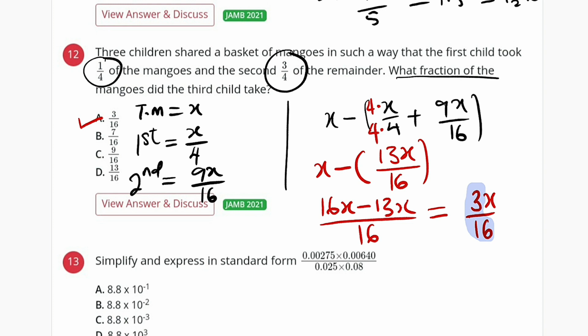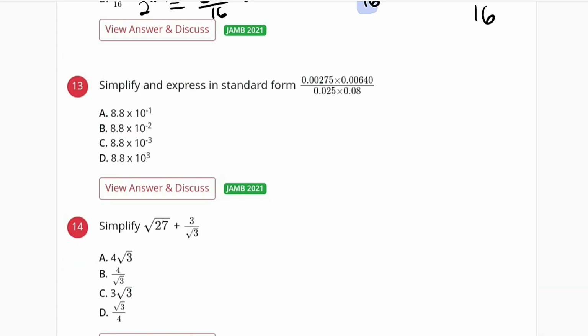Now moving on to question number 13. Question number 13 is asking us to simplify and express in the standard form the whole of this. You don't have a problem. All you have to do is to multiply the top and multiply the bottom. Then you divide.